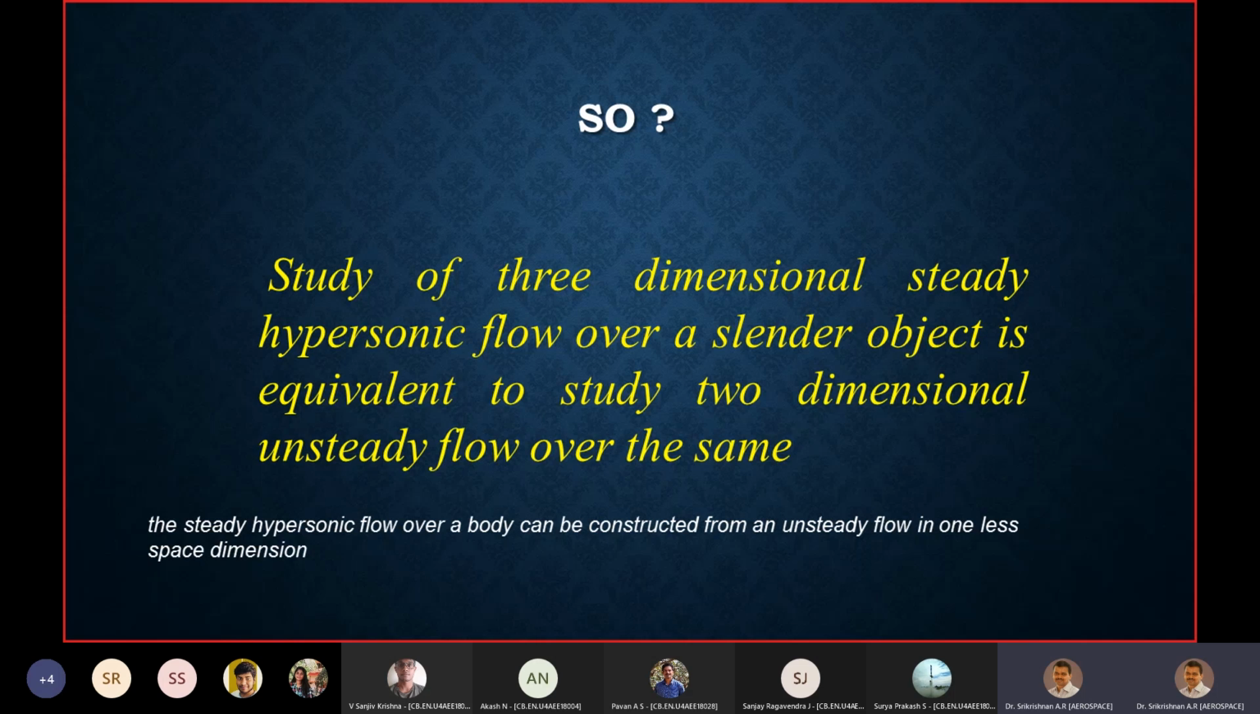So if we can do that, then the steady hypersonic pressure field can be constructed from an unsteady flow for a given pressure field in one less space dimension. That is, if it is 3D, in 2D; if it is 2D, in 1D. So in one less spatial dimension. This is the core, or the basis, of hypersonic equivalence. We'll see the application, or how this is being made use of, in the next class. I'll stop here. Anything further? Any question you can ask.